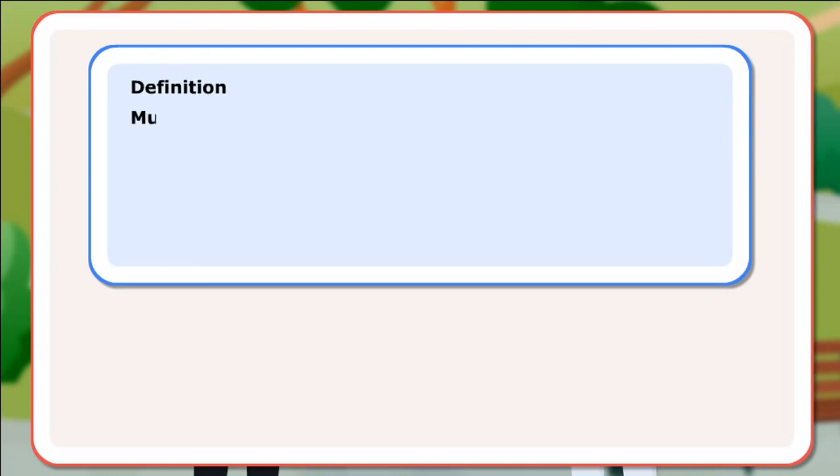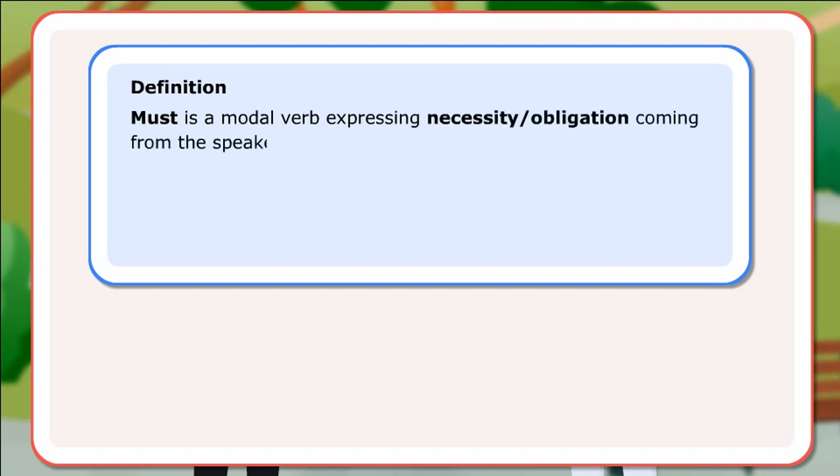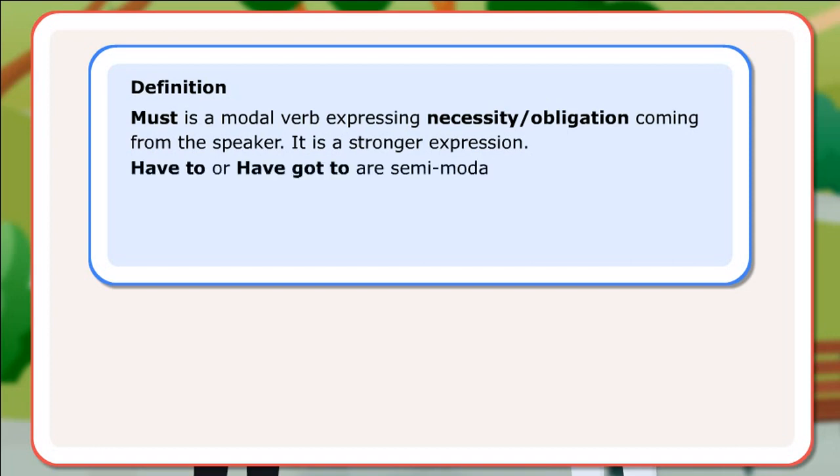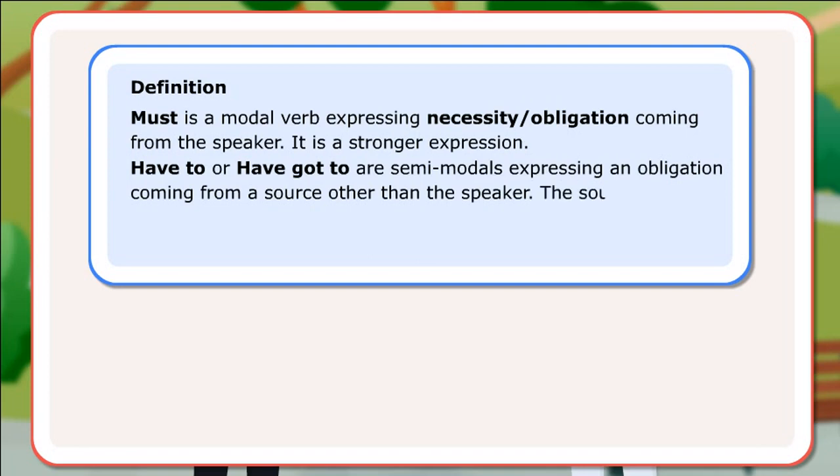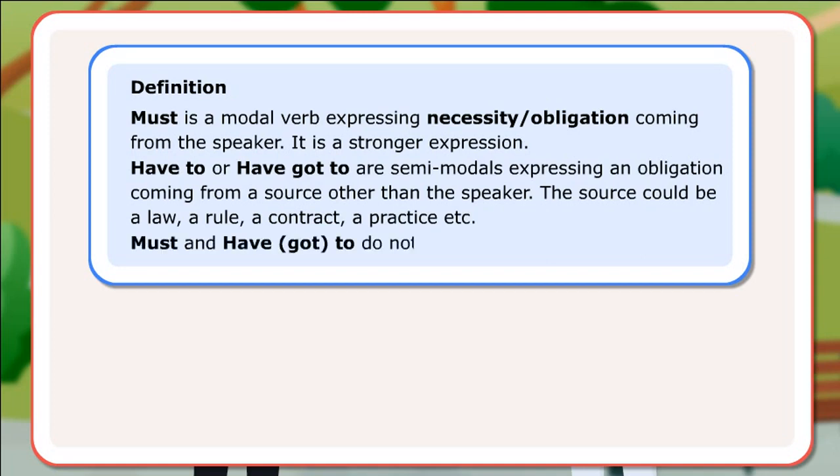Definition. Must is a modal verb expressing necessity or obligation coming from the speaker. It is a stronger expression. Have to or have got to are semi-modals expressing an obligation coming from a source other than the speaker. The source could be a law, a rule, a contract, a practice, etc. Must and have got to do not have a past tense.